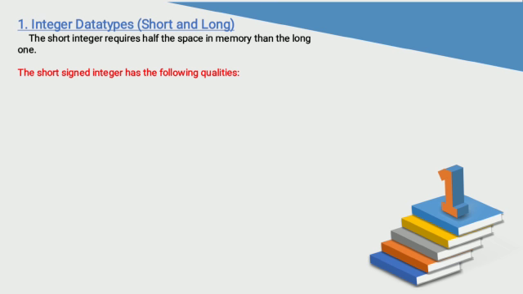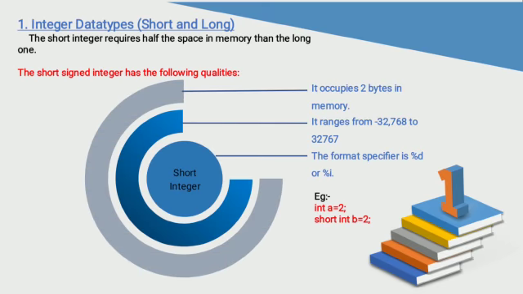It has the following qualities. It occupies 2 bytes in memory. 1 byte is equal to 8 bits. Since it occupies 2 bytes, 2 into 8 that is equal to 16 bits. Therefore, 2 power 16 divided by 2 will give this range. The format specifier is %d or %i. Example, int a equal to 2 or short int b equal to 2.